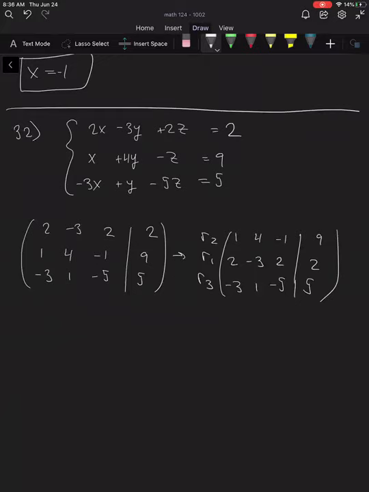Okay, so the next step, now we have a 1 up here. Let's make everything beneath it a 0. So let's rewrite row 1 again. To make this a 0, we could subtract 2 of that from it. So we can do row 2 minus 2 row 1. And then for this one down here, to make that a 0, we can just add 3 of this. So we're going to do row 3 plus 3 row 1.